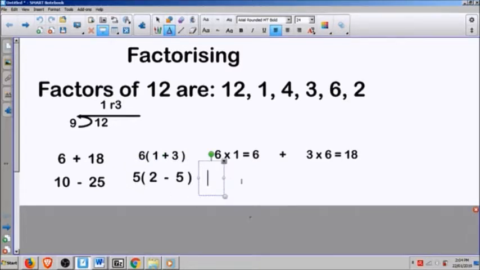5 times 2 is 10. Take away 5 times 5. Take away 25. Wonderful.